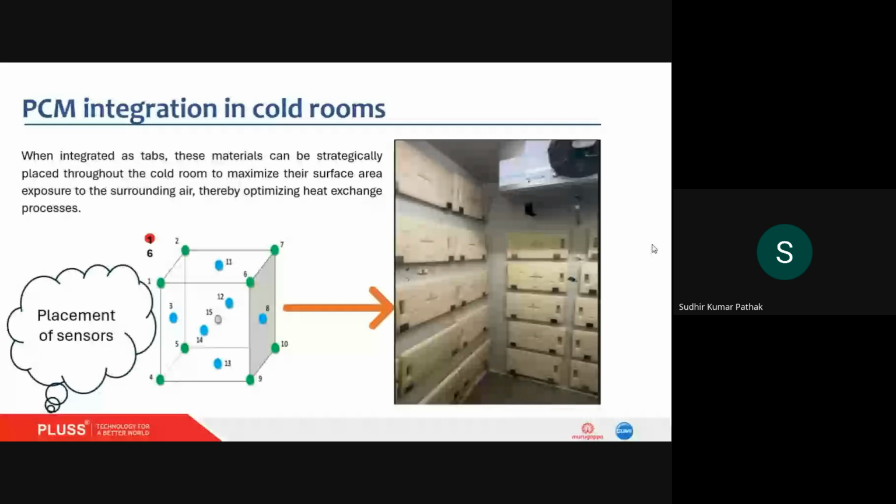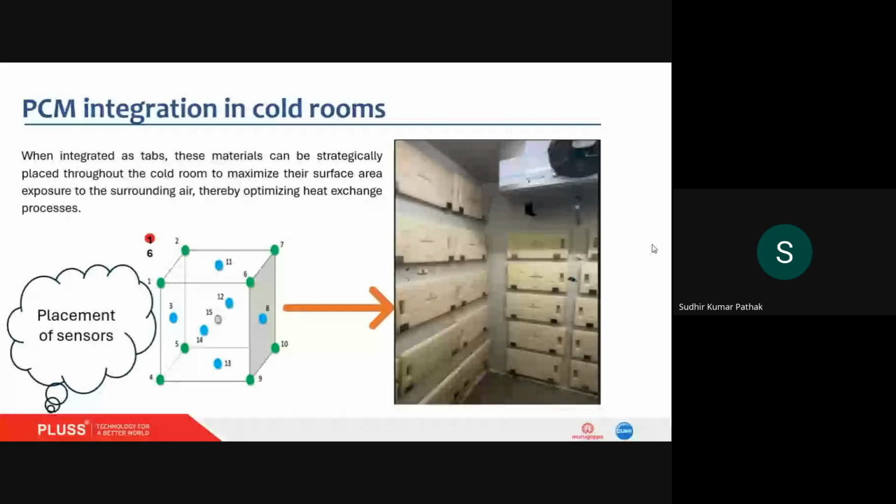To manage the temperature, we have to place sensors at different locations. They will give us the reading whenever the PCM is charged or discharged, or whenever there is heat ingress, how much energy is stored by the PCM and how much is released to balance the heat that is ingressed from the particular wall. So the sensors at different locations will give us the data, ensuring that every time there is a constant, stable temperature fluctuation at each and every wall.